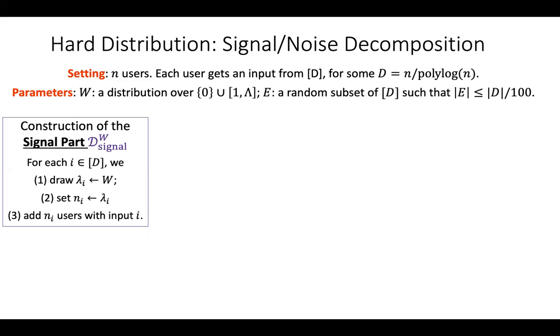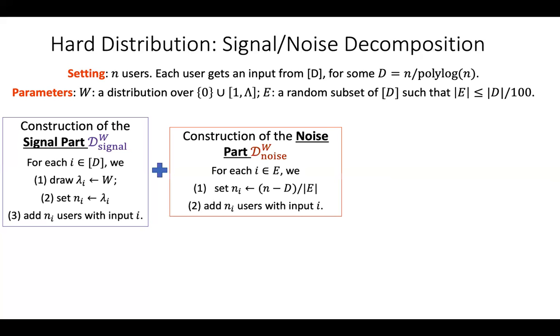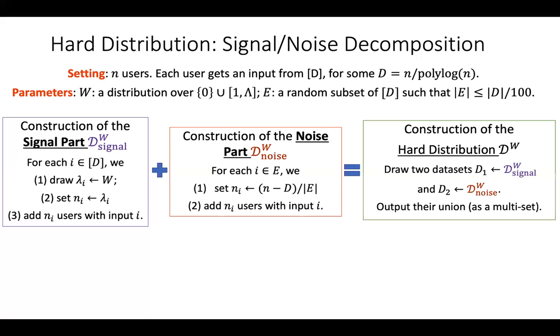For each i from 1 to D, we draw lambda i from W, and then we set Ni to be lambda i exactly, and then we add Ni users with input i. And the construction of the noise part is as follows. For each i in the set E, we set Ni to be (n minus D) over the size of E, and then we add Ni users with input i. And the construction of D_W is just that we draw two data sets, D1 from D_W signal and D2 from D_W noise, and we output their union.